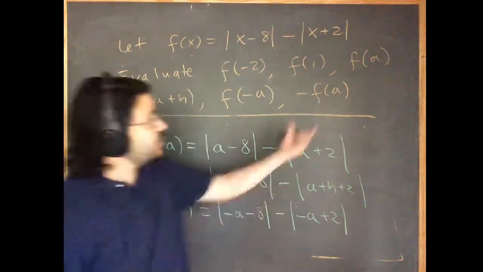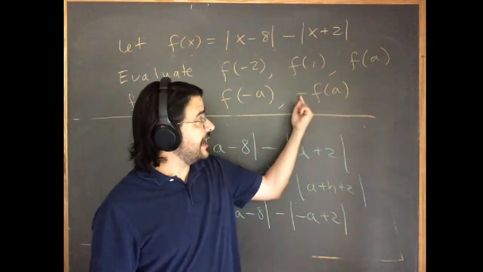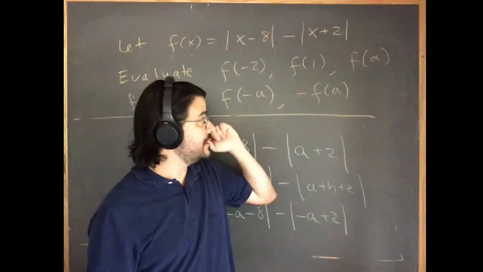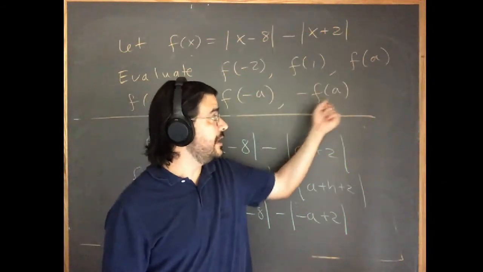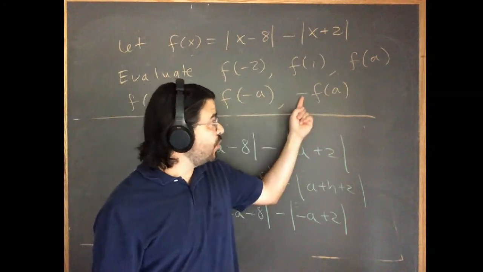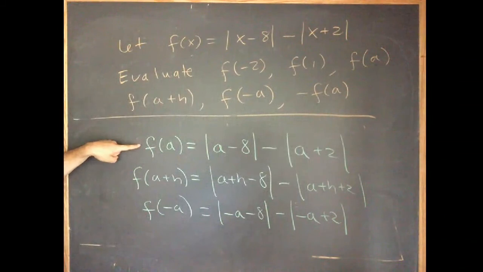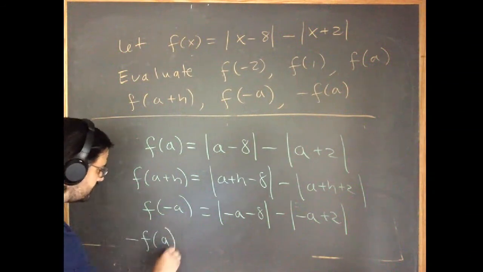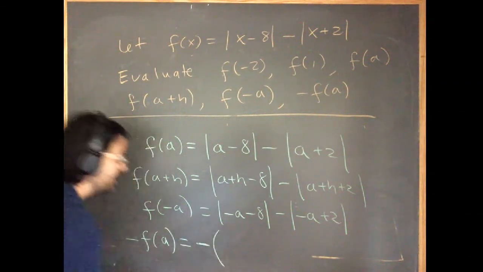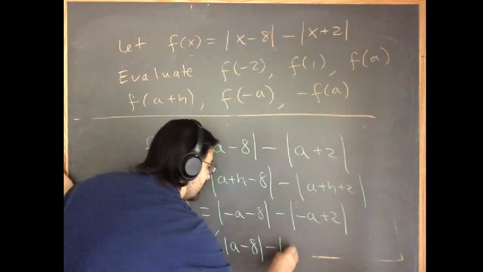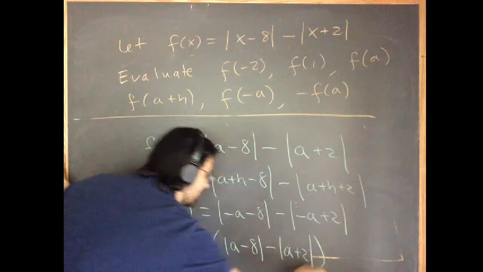On the other hand, this one, the negative sign is not on the input, it's on the output, right? And again, this is not f times a, so these two things are not the same, right? This is not f times a, this is f of a. And this one means negative 1 times f of a, okay? So here we computed f of a. So all we have to do is multiply this by negative 1 on the outside. So negative f of a is just going to be a negative, and I'm going to put in parentheses here, the absolute value of a minus 8 minus the absolute value of a plus 2, close the absolute value, and then close the parentheses.